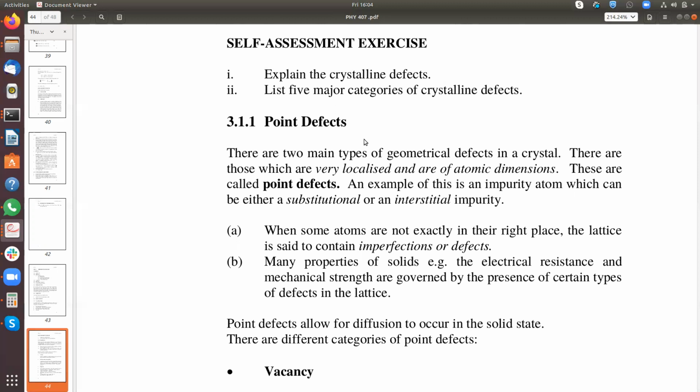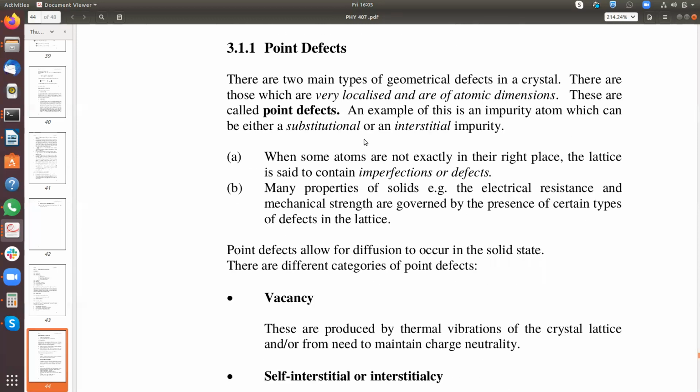Another thing is interstitial, meaning that when you arrange the silicon atoms, they are in a kind of an array. When you take one from that position and move it to another position, you have technically introduced what we call interstitial. So when some atoms are not exactly in their right place, the lattice is said to contain imperfection or defect. Many properties of solids, for example the electrical resistance of materials and the mechanical strength, are governed by the presence of certain types of defect in the lattice. Point defects allow for diffusion to occur in the solid state.